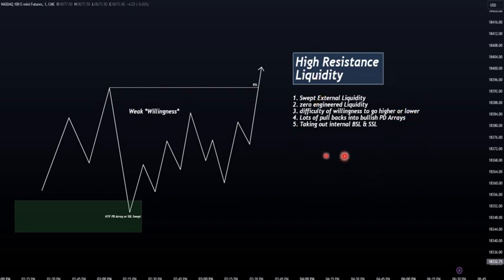And how do we know what high resistance liquidity is and when it will happen? These key factors here, okay? So 1 through 5, we look at these key factors. When we look at these key factors here, we can anticipate high resistance liquidity possibly happening, okay?